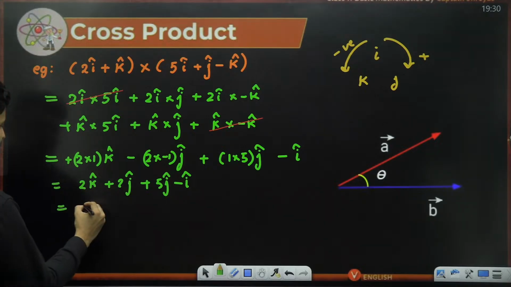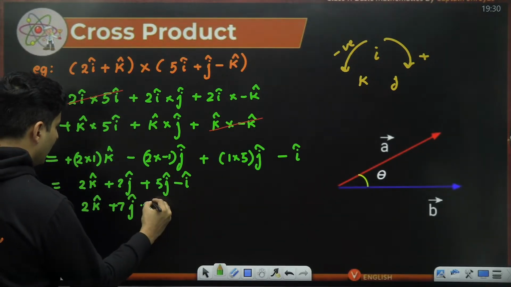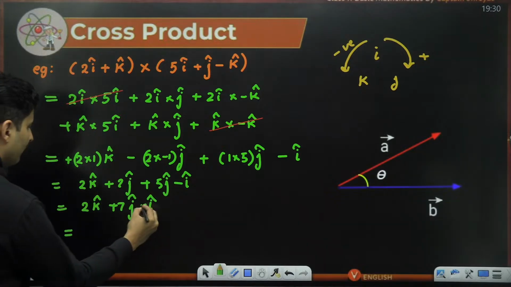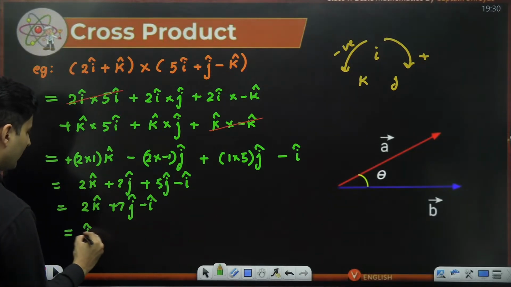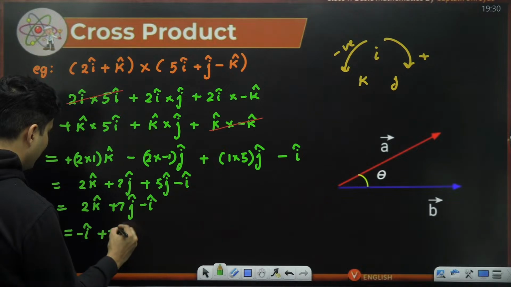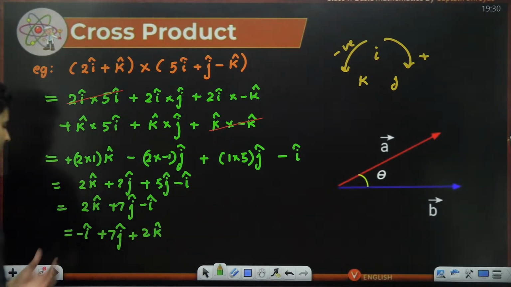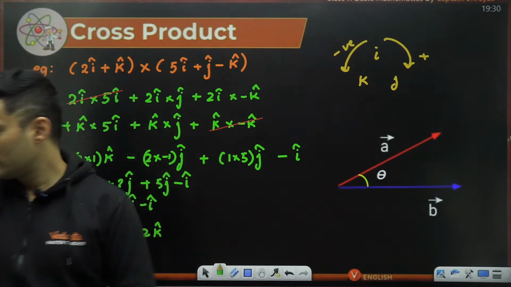So 2 plus 5 is 7. So 2k cap plus 7j cap minus I cap. But usually you put I first. So therefore it will be negative 1 I cap plus 7j cap, j second. And lastly you will put k. So 2k cap. So this is the final answer.